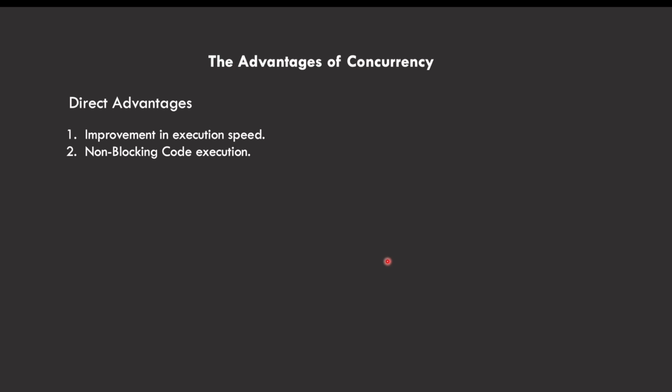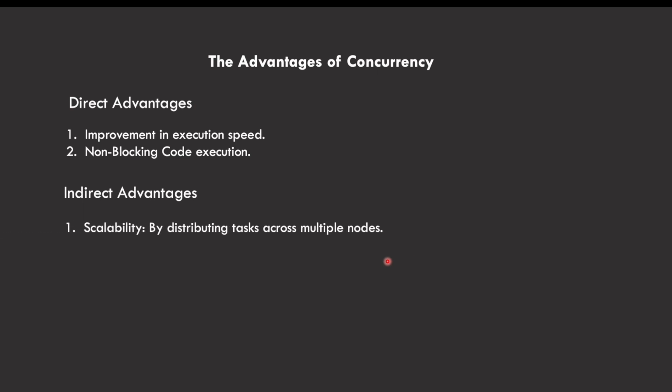So next we have the indirect advantages, which is basically scalability. So we distribute the tasks upon multiple nodes. It should be cores, but yeah, whatever. So this allows us to execute a lot of tasks simultaneously and improve the code. And this allows us to scale the system. We can handle multiple tasks at the same time, right?